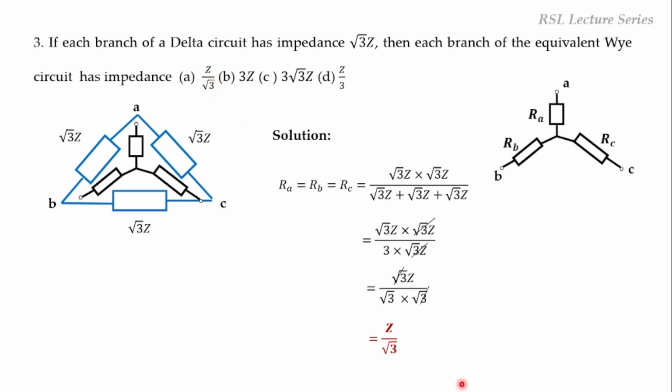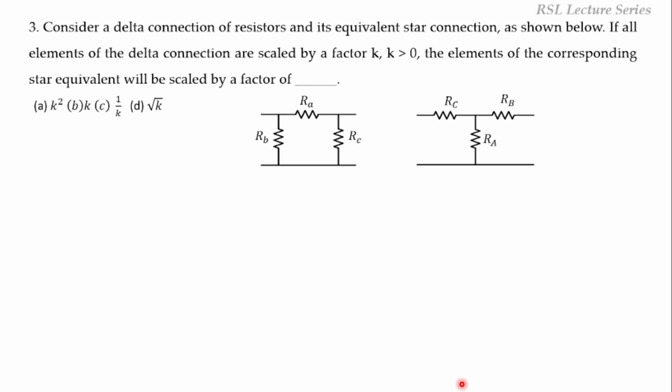So this is again the direct question. We have to convert delta into star. So now the next one. Consider a delta connection of resistors and its equivalent star connection, as shown below. This is the delta connection and this is the star connection. If all elements of the delta connection are scaled by a factor of k greater than 0, the elements of the corresponding star equivalent will be scaled by a factor of dash.